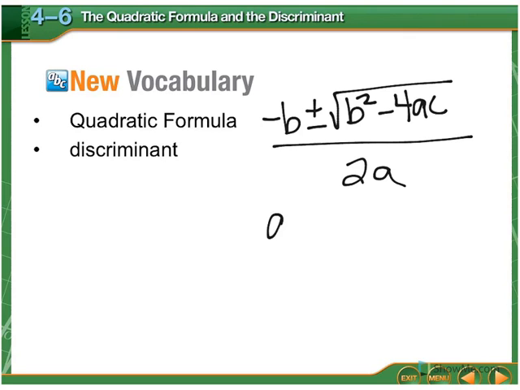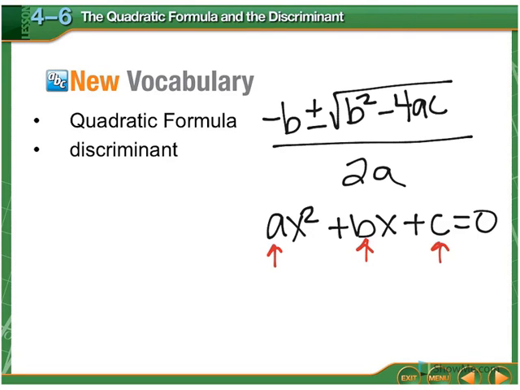So we have our standard form, which is ax squared plus bx plus c equals 0. And the a, b, and c we're talking about are the coefficients in front of your x values. Okay? If you would like a proof of this formula, there's one at the beginning of the book.